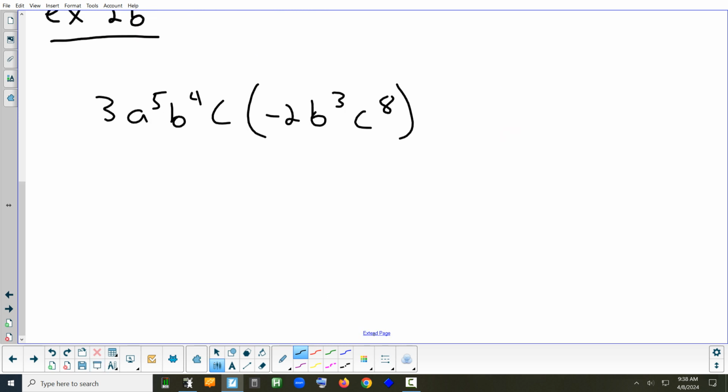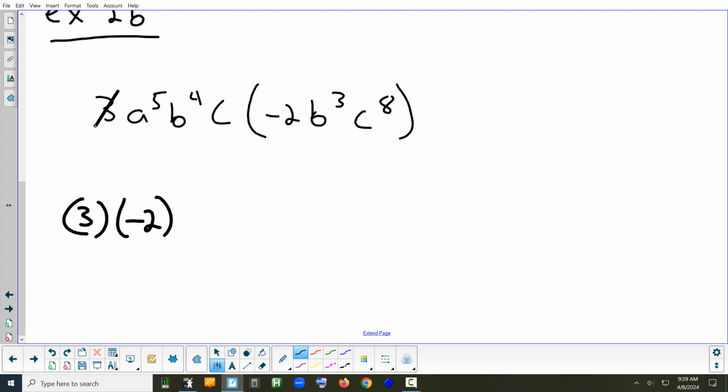All right. You know what? Let's do this one together, and then I'll let you guys try one of the example 4s by yourself. Start with the 3. Anything that I can multiply with the 3 from the next set of parentheses? The -2. Yep, the -2. Perfect.